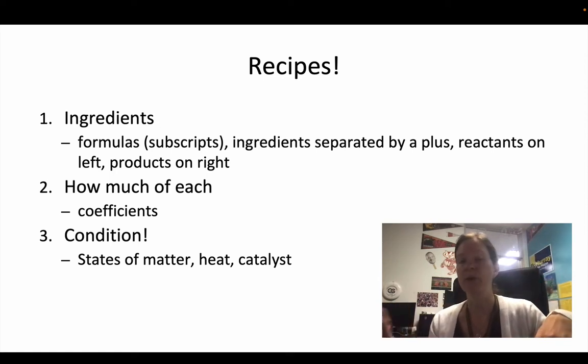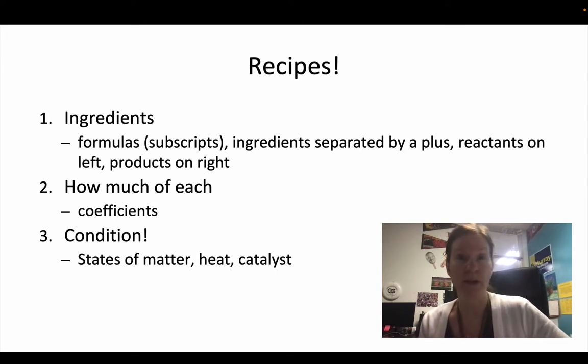Reactants are on the left, products are on the right, things like that when it just comes to the ingredients and the foundation of the recipe. Next, we've talked about balancing, which are those coefficients, telling us how much of each ingredient we need to put into our recipe in order for it to be successful. The last thing we haven't talked about is condition.